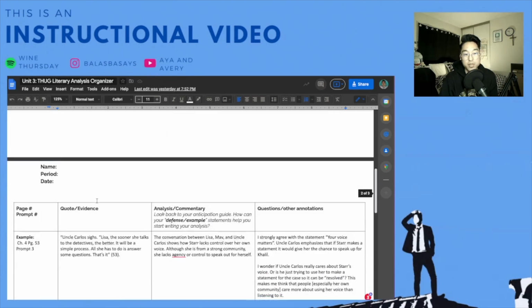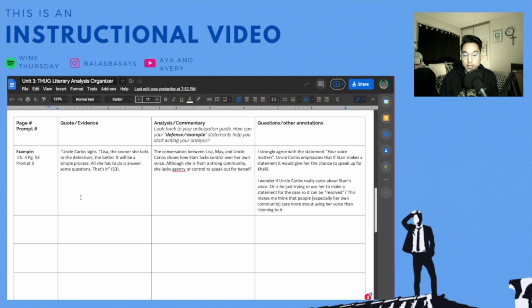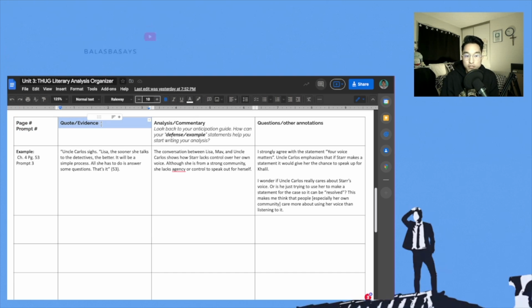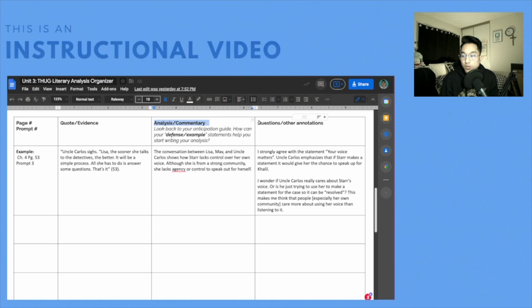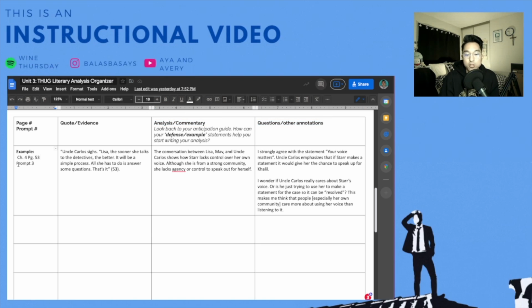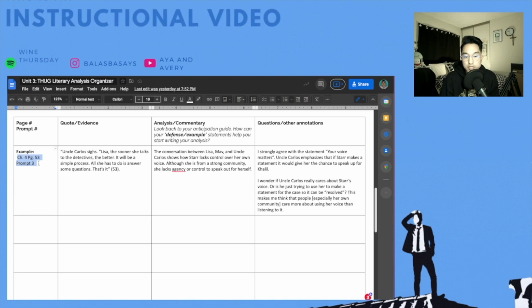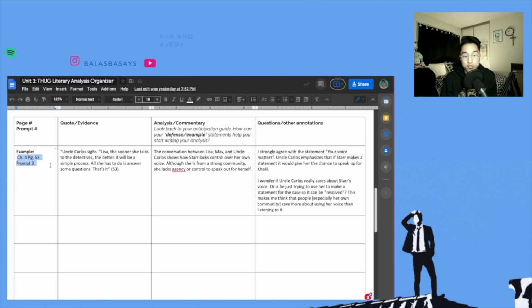So over on the second page, you'll actually find an example or evidence related to prompt number 3, where you'll again find this graphic organizer that's sorted by page number and prompt number, concrete detail, evidence, quote, whichever one you want to call it, analysis and commentary, and then questions or other annotations. So here's an example of how this could be filled out. Over here on the left-hand column, I put in chapter 4, page 53, and related to prompt number 3 of do I think Star's voice matters?